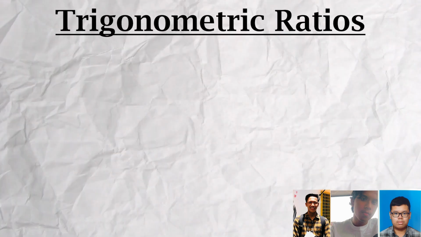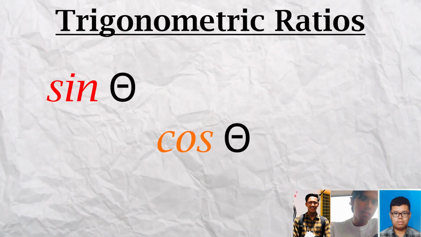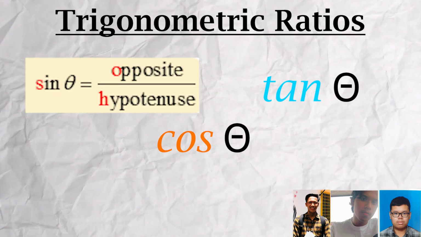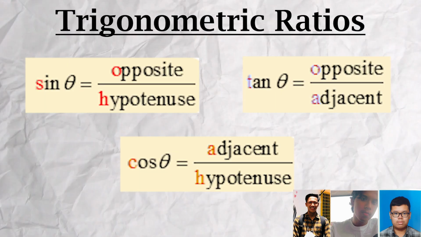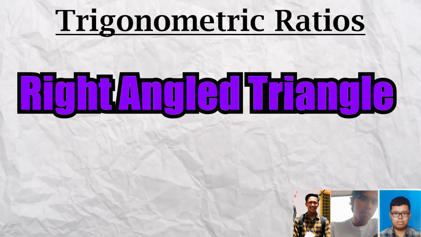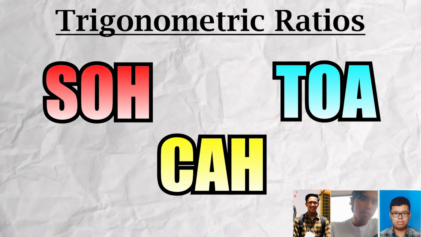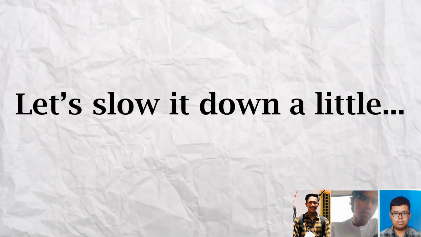Now on to the 3 trigonometric ratios, sine theta, cosine theta, and tangent theta. Each of them have their own unique formulas. I know. I want to leave college too. You can cope with these basic formulas by remembering the right angle triangle beatbox. So, ka, tua. Confused again? Great! Let's slow it down a little.